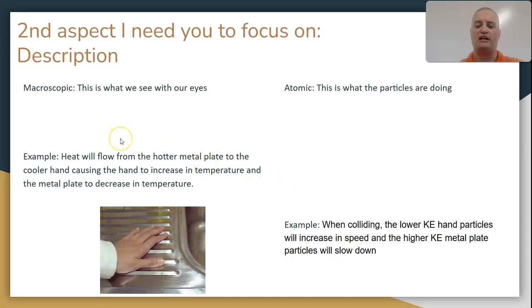Over on the macroscopic side, we talk about the objects. The lower temperature object increases in temperature, while the hotter object decreases in temperature. So over here we're talking about the object, whether it be like the hand and the metal plate, and temperature. That's how we describe the objects in the macroscopic world.